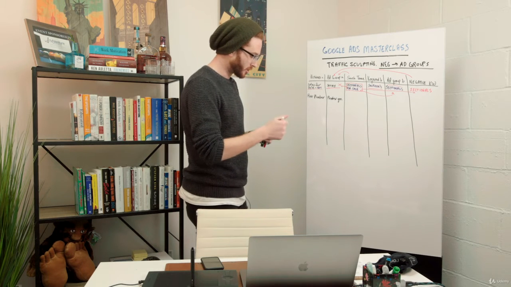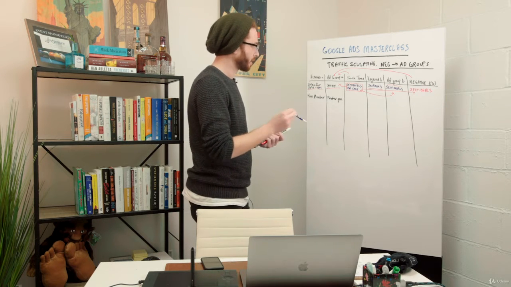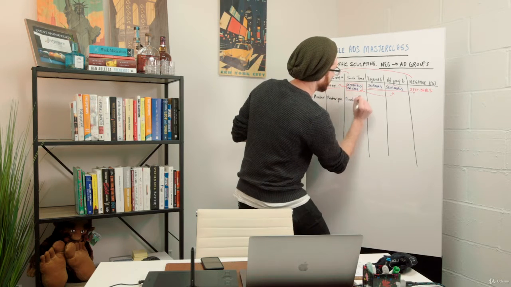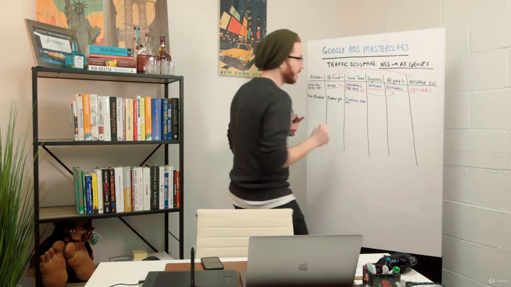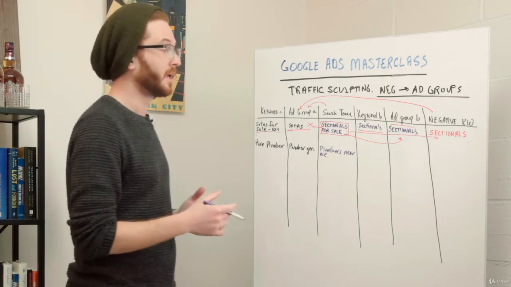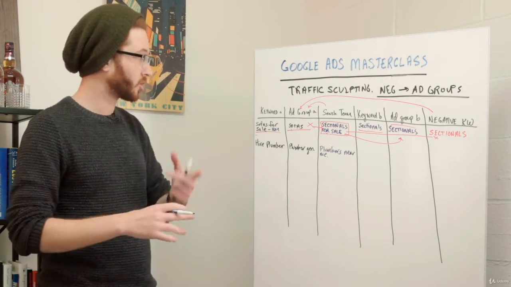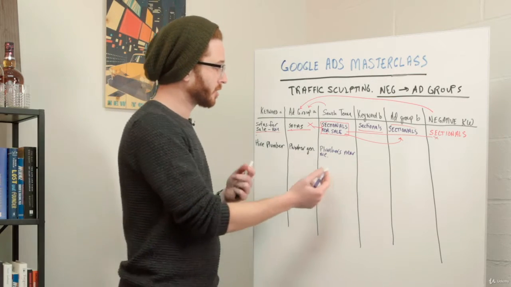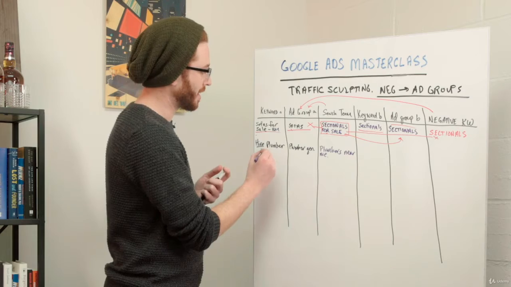And now let's say I have a search term. The search term is plumbers near me. Okay, now this search term shows that a person is looking to hire a local plumber, maybe looking to hire a local plumber faster or whatever it may be. And plumber near me is a search term that's being triggered by this broad match keyword hire plumber.